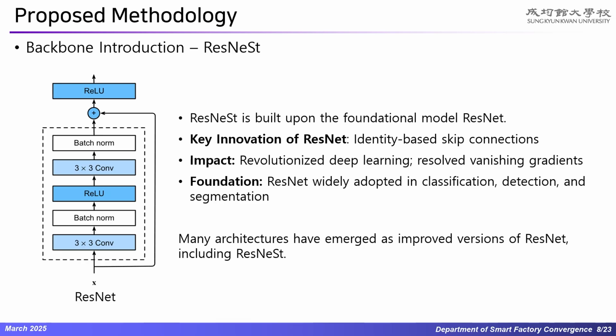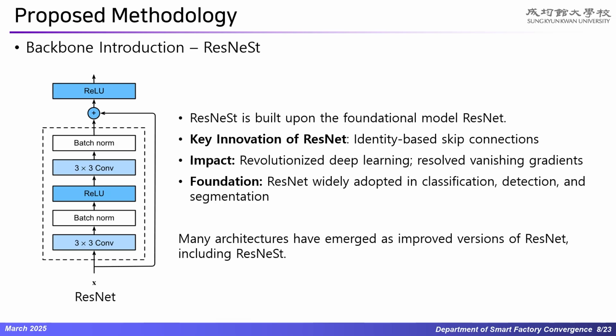So, just a little bit of historical context here. In 2015, Kaiming He and colleagues introduced ResNet. This was a true landmark in deep learning for one major reason. As neural networks grew in depth, they often faced the problem of vanishing gradients, causing training to fail.